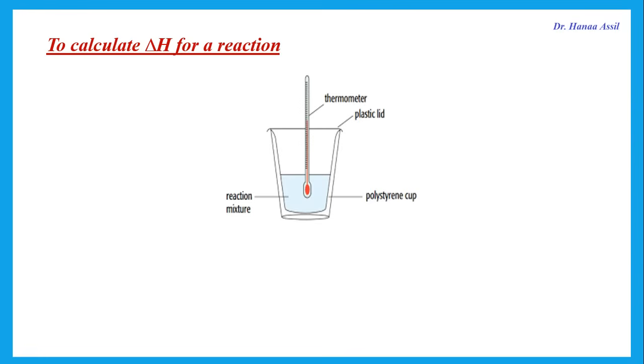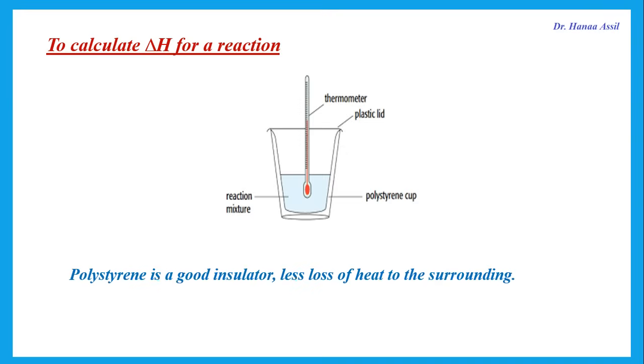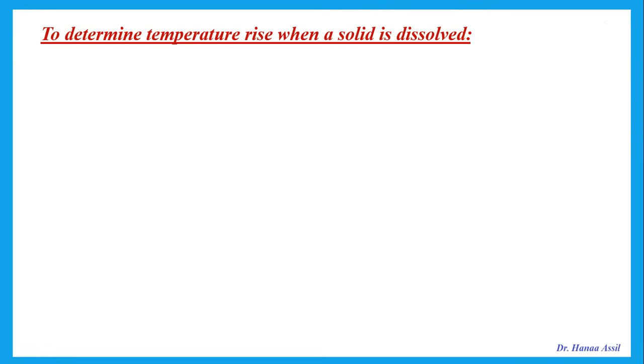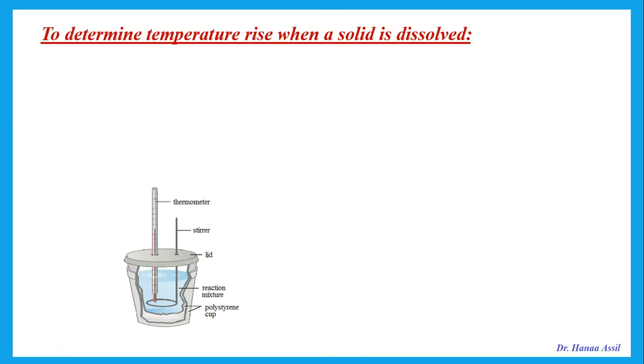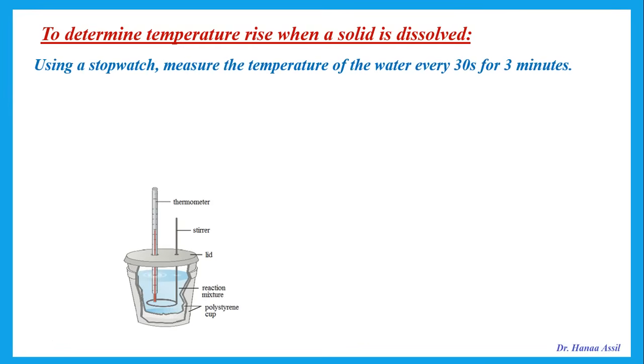When we want to calculate delta H for a reaction, of course, we said we do this reaction in a polystyrene cup because polystyrene is a good insulator. There is less loss of heat to the surroundings. And to determine the temperature rise when we dissolve the solid, what do we do? We use a stopwatch, and measure the temperature of water every 30 seconds for 3 minutes. So we have a reaction happening and we want to determine the delta H for that reaction. So I'm trying to measure first the temperature rise.